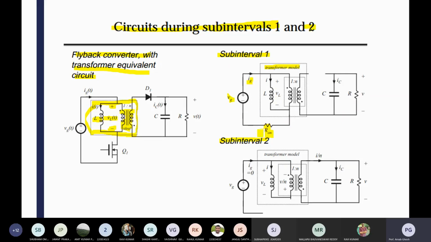In sub-interval 2, the MOSFET will be off and the diode will be on. So definitely there will be no input current, only the inductor current.